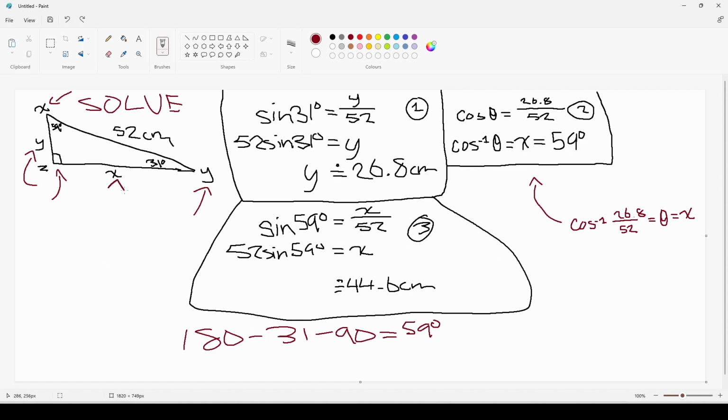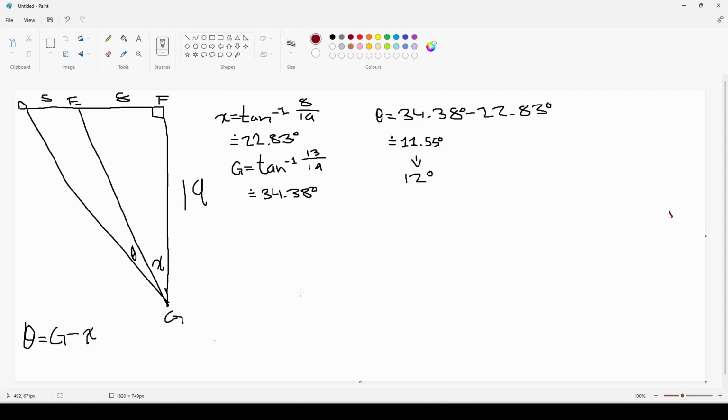And then lastly, we're trying to solve for our side length x, which is much of the same as we did in this first little bit here, where sine 59 degrees is equal to x over 52, which gives us x is roughly equal to 44.6 centimeters.